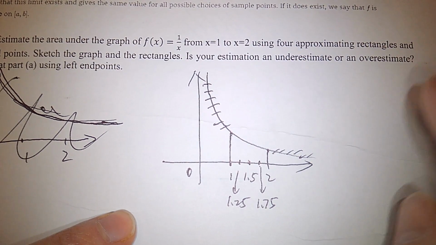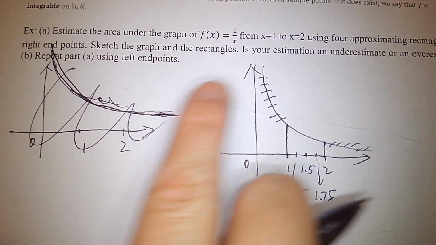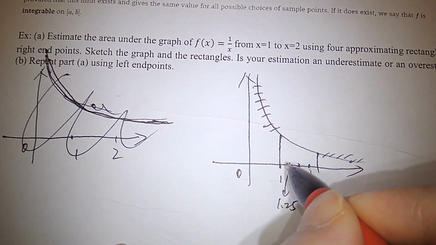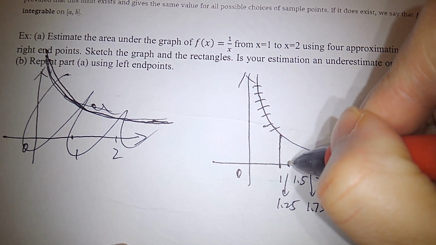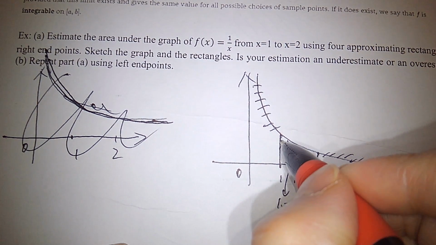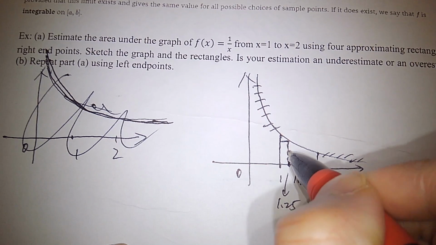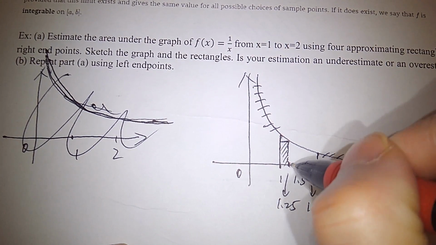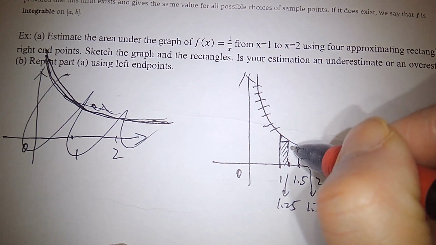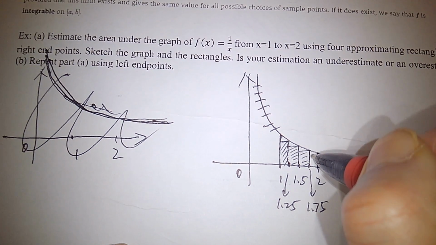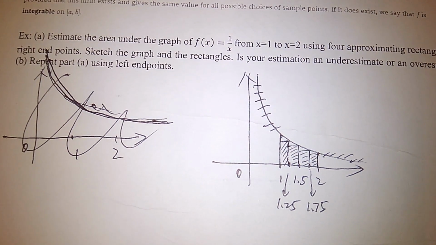4 rectangles, right? Here we're going to use the right endpoint as a sample point, right? So that means on this subinterval we use the right endpoint, and we can get a rectangle, right? And then on the second subinterval, we use a right endpoint that gives us another rectangle. Third rectangle, rectangle number 4. This is by using the right endpoints, right?